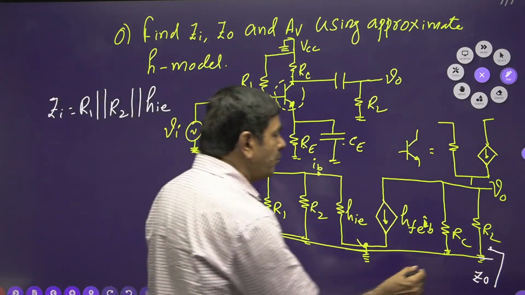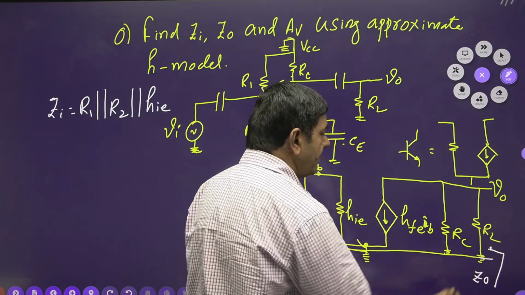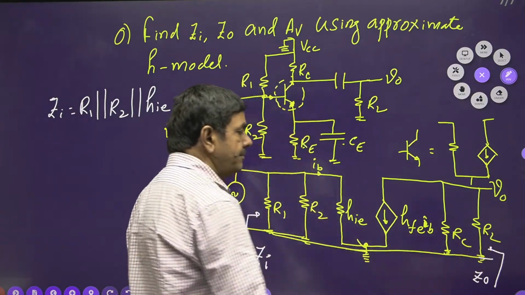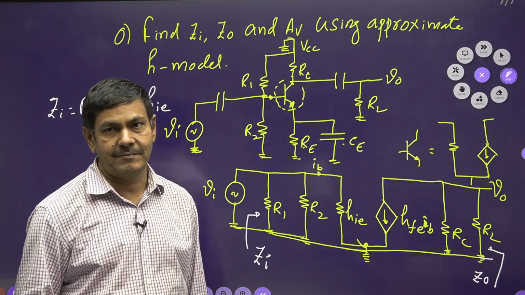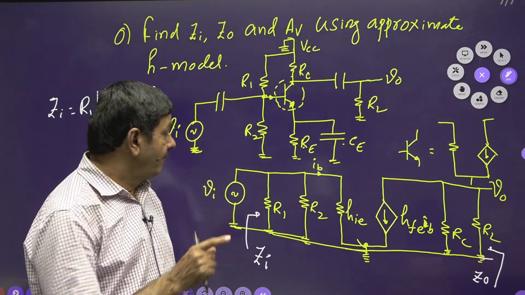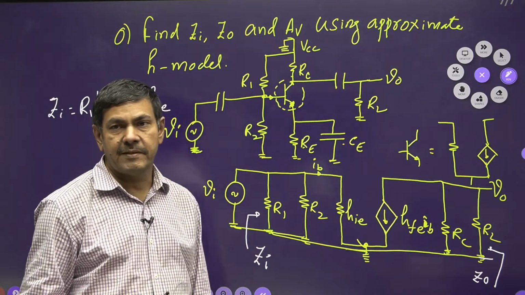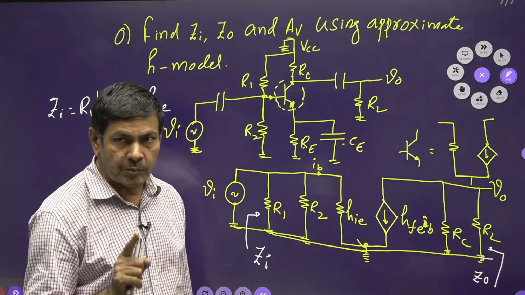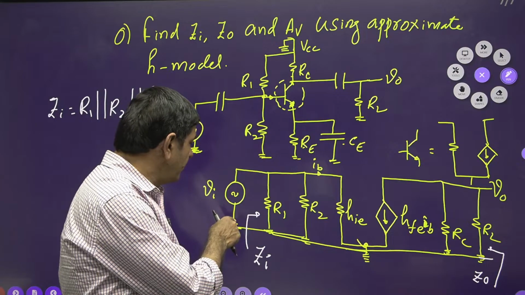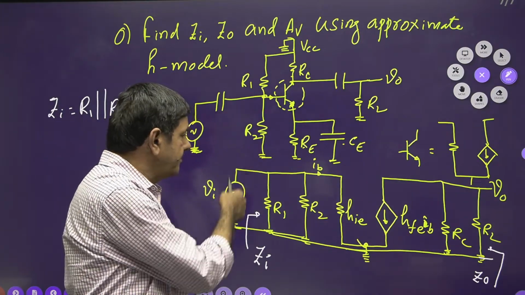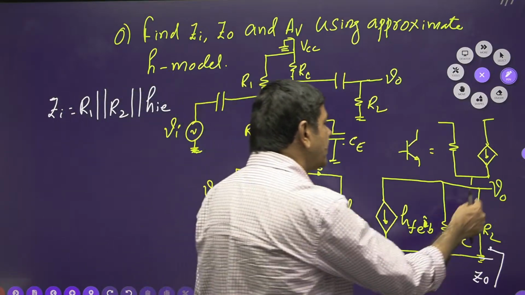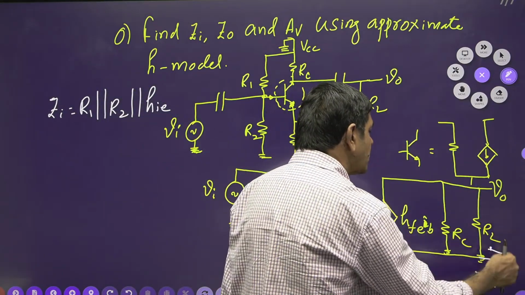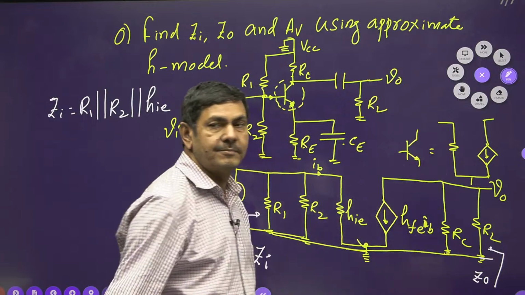The next one: if you want to get the output impedance, RC and RL are in parallel. But to find the output impedance, there is exactly a condition. Wherever the input voltage source is given, to find the output impedance, the input voltage source is to be shorted, and the output terminal is connected with a source. One source we have to connect.